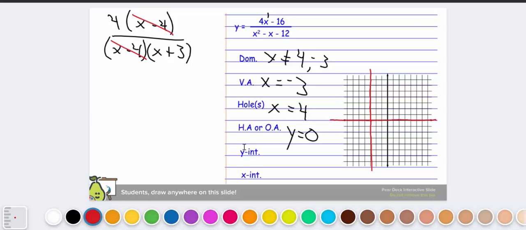And we're not sure where, but we do have a hole, so we're going to make sure we don't put anything on the right-hand side where there's a 4. So we'll get to that.